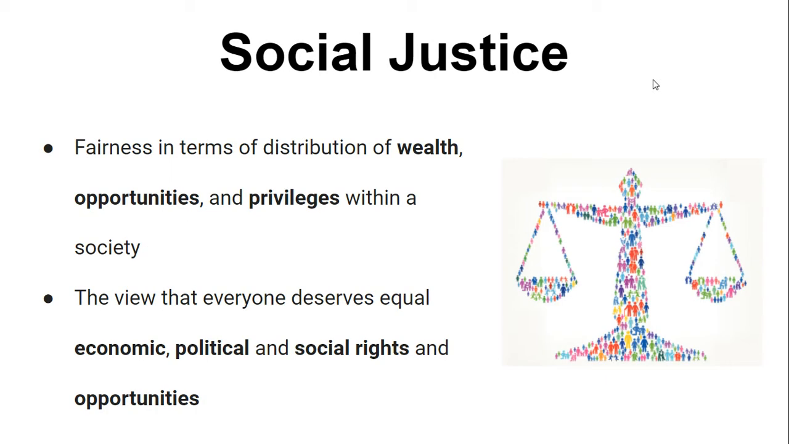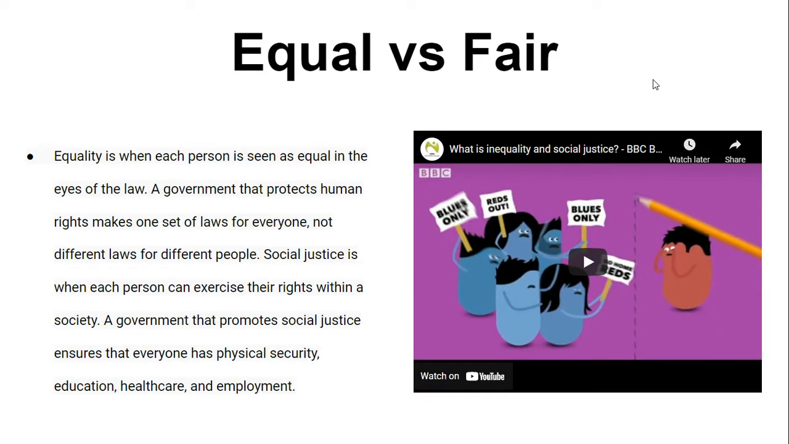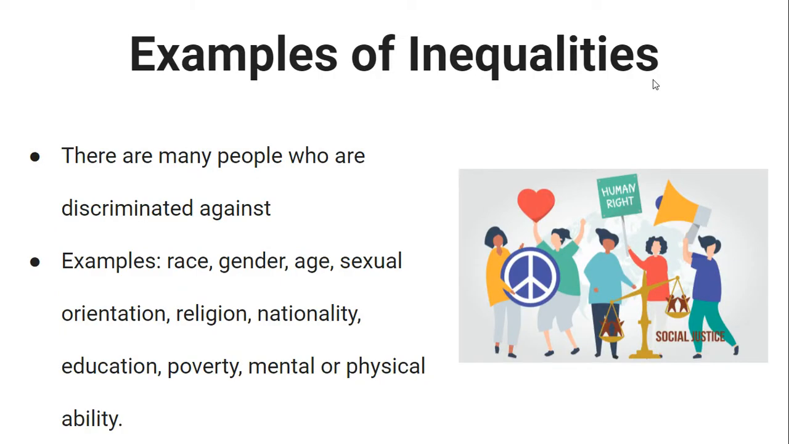First, we need to define and talk about social justice. Fairness in terms of distribution of wealth, opportunities, and privileges within a society is defined as social justice. The view that everyone deserves equal economic, political, and social rights and opportunities. So, what we're going to be doing is learning a little bit about the difference between equal versus fair by watching this video. And we're also going to be looking at some examples of inequalities.